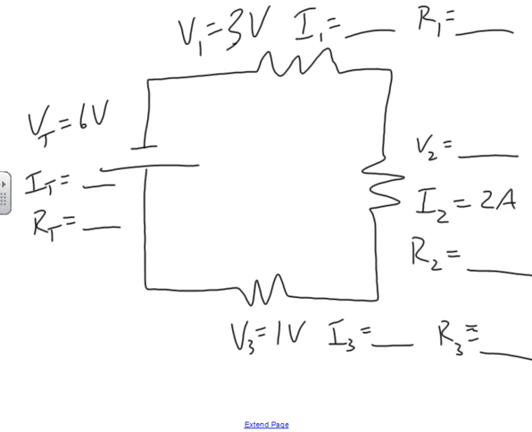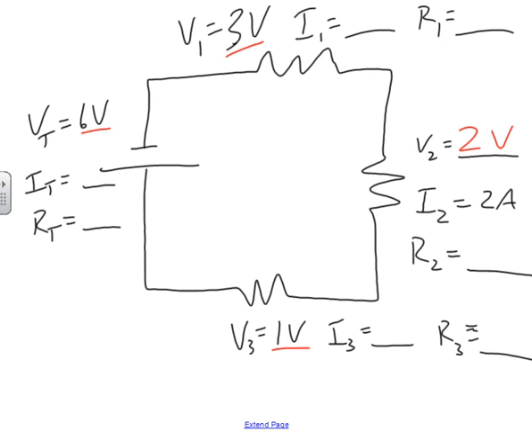Okay, what do we know from here? We know that we've got 6 volts at our total. We know that the first resistor has a voltage of 3. The third resistor has a voltage of 1. 3 plus 1 is 4. 6 minus 4 means this has to be 2 volts.